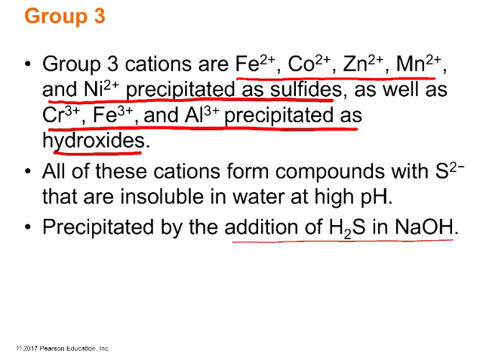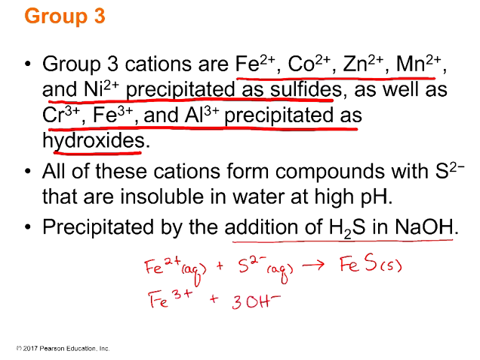So for instance, iron 2+ will preferentially react with sulfur to form iron sulfide. And iron 3+ is going to preferentially react with hydroxide ions to produce iron 3 hydroxide.